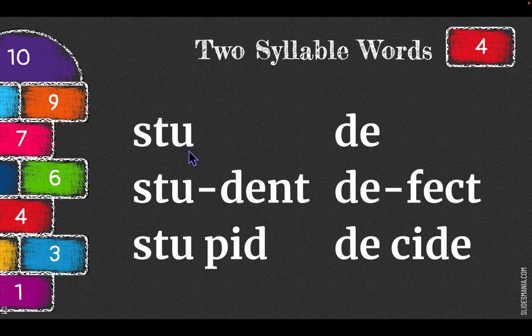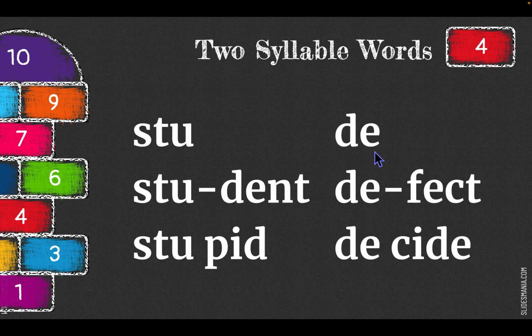So since we have stew here, I have put a real word here, and I divided it up into the two syllables. Stu-dent. Student. Right here, I've done the same thing, but in order to make it easier to see that it's one word, instead of using a hyphen, I just left a space. Stu-pid. Stupid.